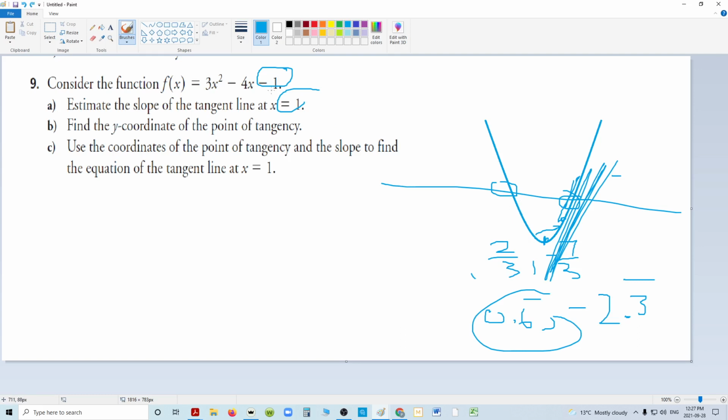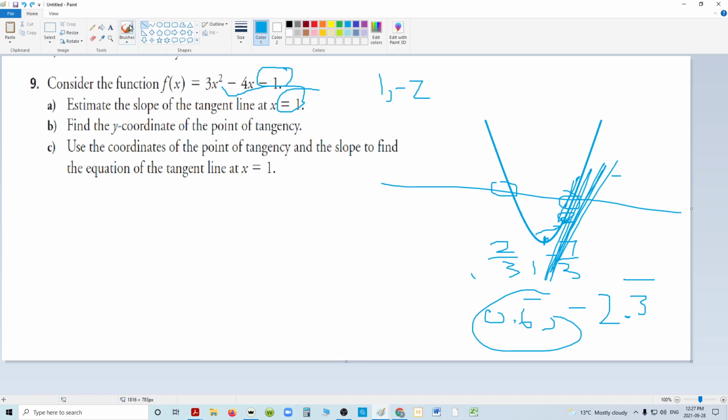And we could say, okay, find the y-coordinate of the point of tangent. When x is 1, we get 3 minus 4 minus 1, which is minus 2. So we know we're starting below the x-axis. Estimate the slope. Okay.